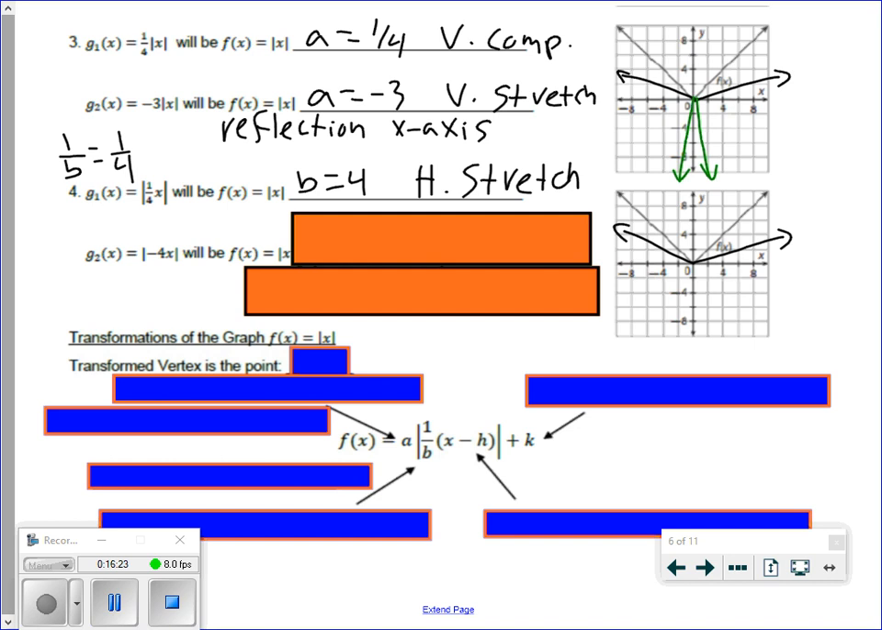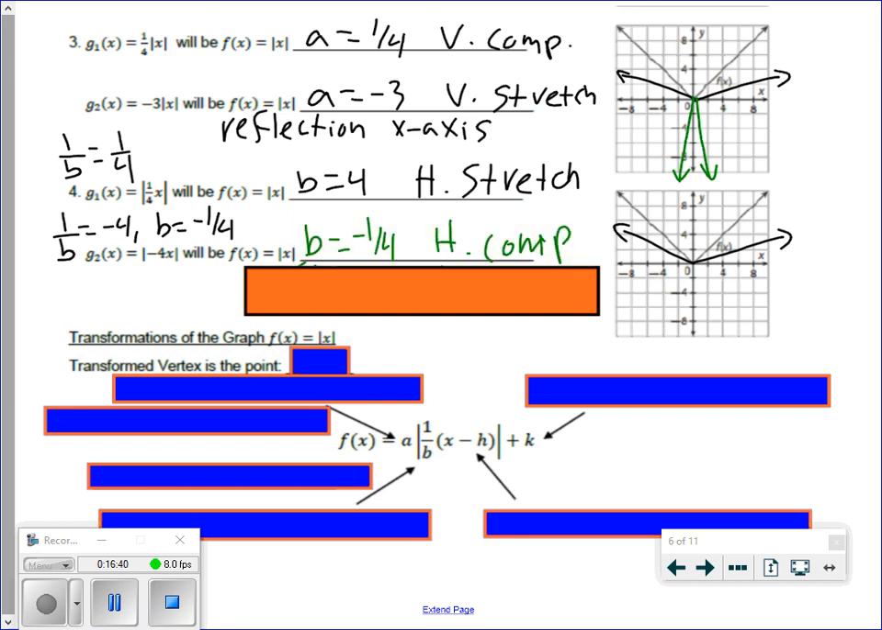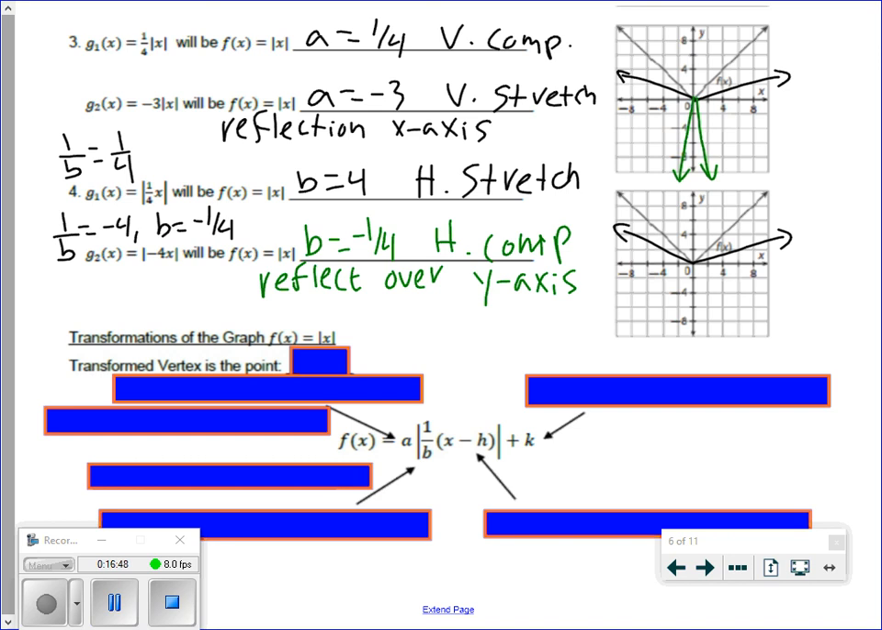Now for the second part of number 4, g sub 2 of x equals the absolute value of -4x. Our 1 over b equals -4. If you solve for b, you get b equals -1/4. That's exactly what we have. b is equal to -1 over 4. That gives us a horizontal compression. And on top of being a horizontal compression, since it's negative, you're reflecting horizontally. If you reflect horizontally, you're reflecting over the y-axis.